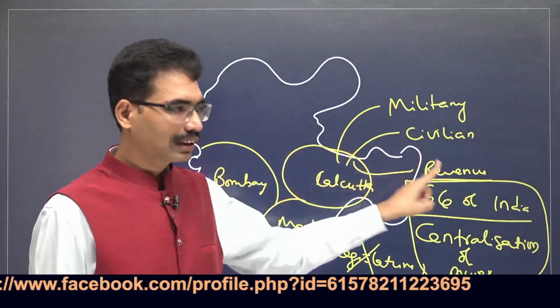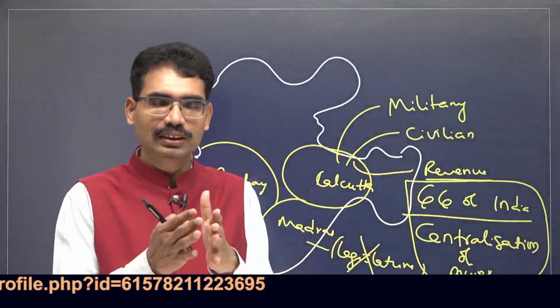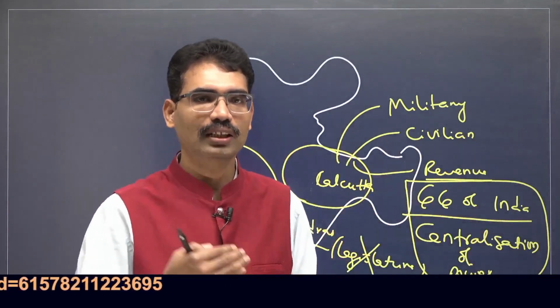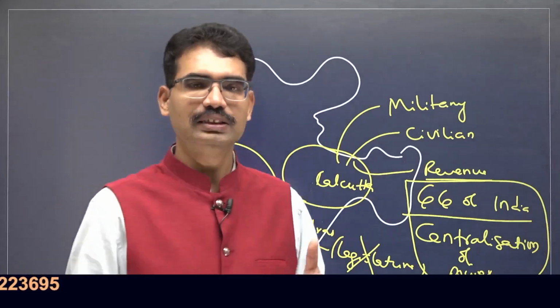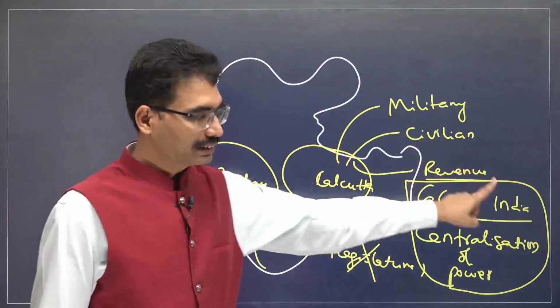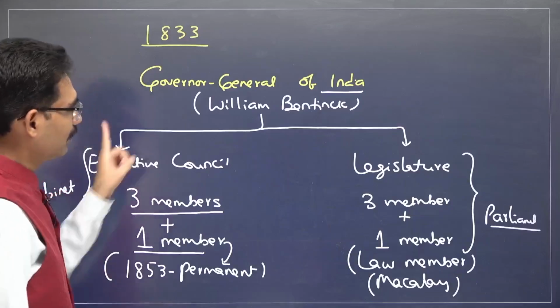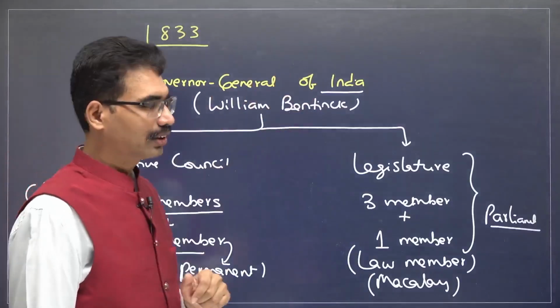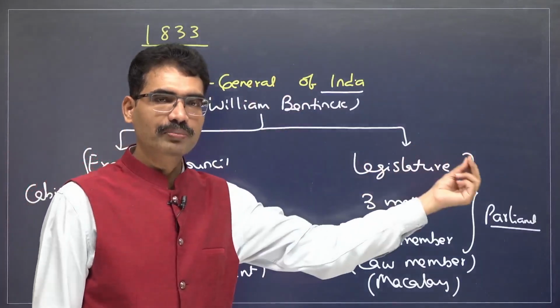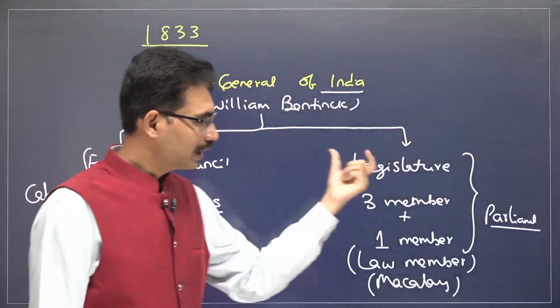Federal system means central government has certain powers, state governments have certain powers, and constitution clearly defined what are the powers of states and what are the powers of center. This is centralization of power. Governor General of India is the most powerful one. William Bentinck was the first Governor General of India. Modern form of parliamentary system is taking shape in this form, Executive Council and Legislature.